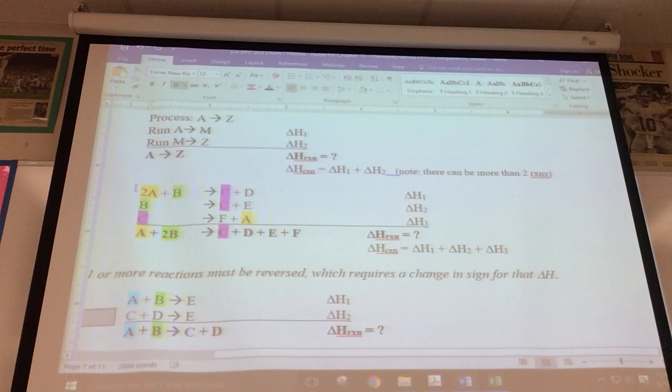So the sum of these three equations here is equal to the net equation. So that means its delta H is equal to the sum of these three delta H's. That's what Hess's law says. Are you with me? All right. Sometimes it's not that simple.